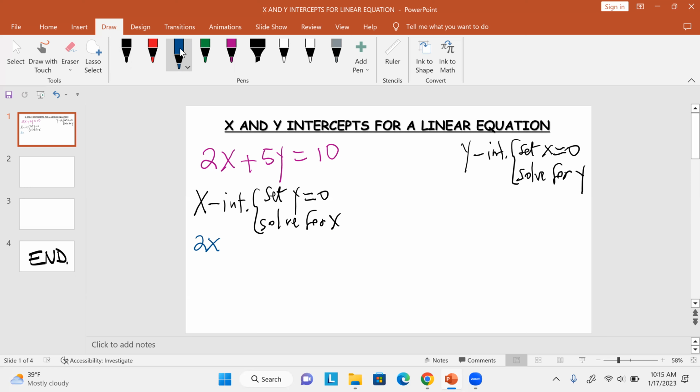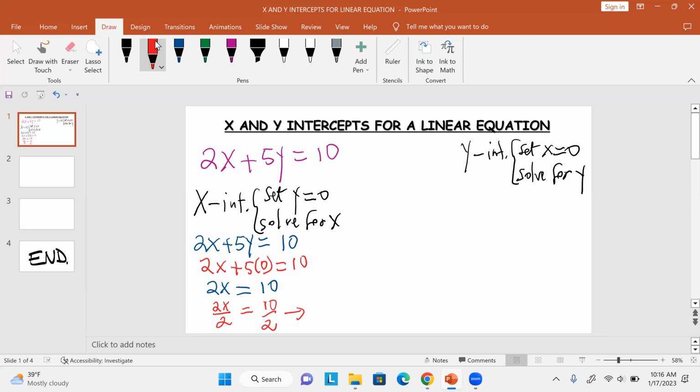So we have 2x plus 5y equals 10. We replace the y by 0. We're going to have 2x plus 5 times 0, which is 0, equals 10. And we have 2x is equal to 10. How to solve for x? We divide both sides by 2. So we have 2x divided by 2 is equal to 10 divided by 2. Therefore, we have x equals 5.